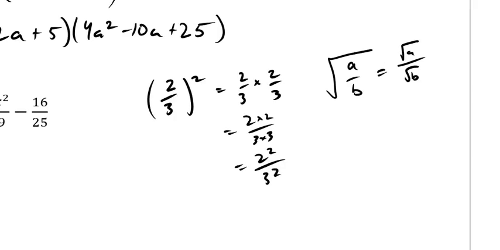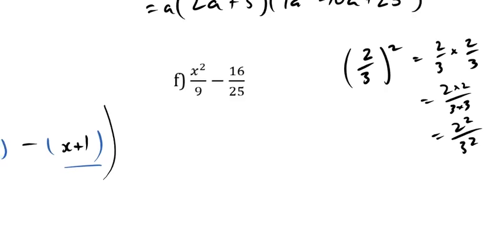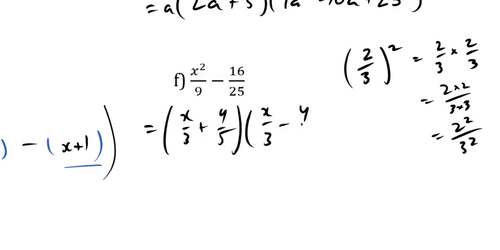So these are perfect squares. If I could take the square root of the top and the bottom, I could take the square root of the whole thing. And it works out to x over 3 plus 4 over 5, x over 3 minus 4 over 5. Easy enough? Let's try another one.